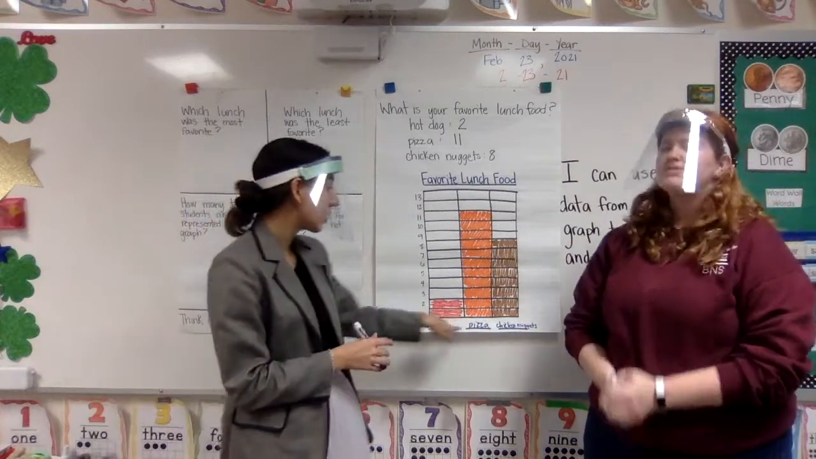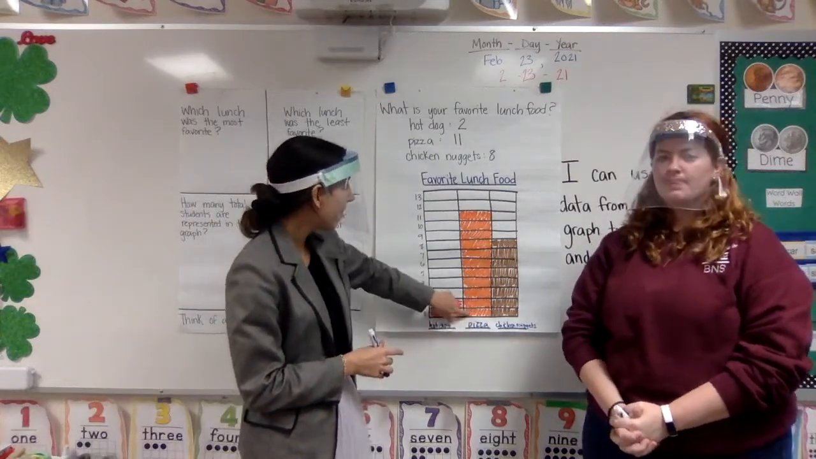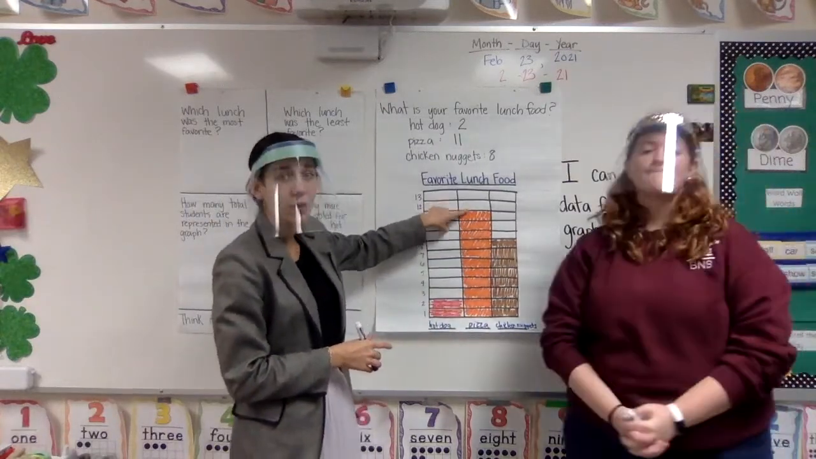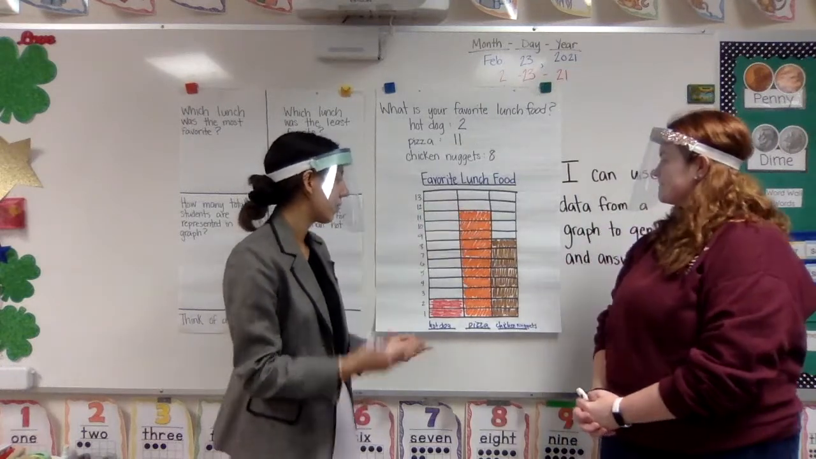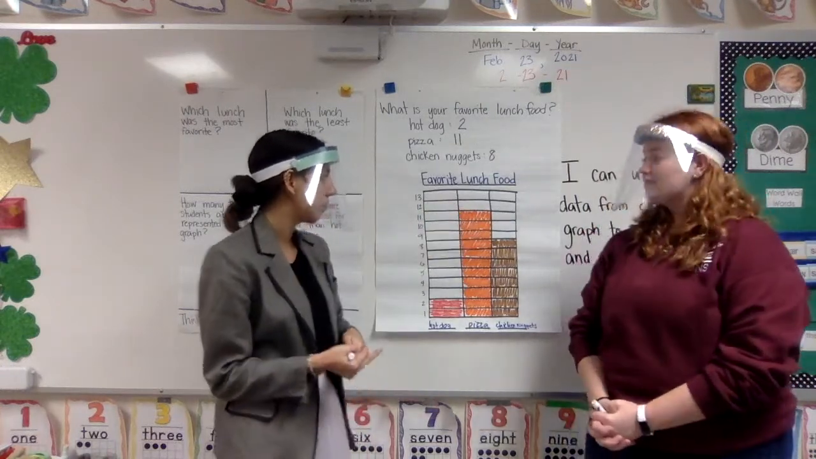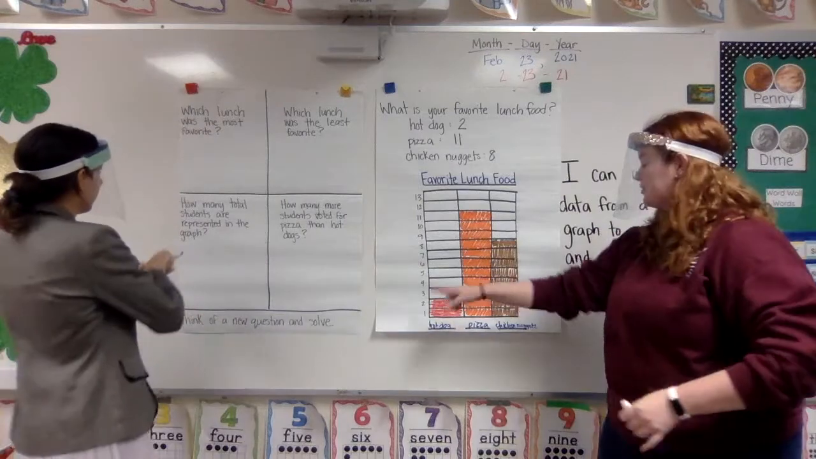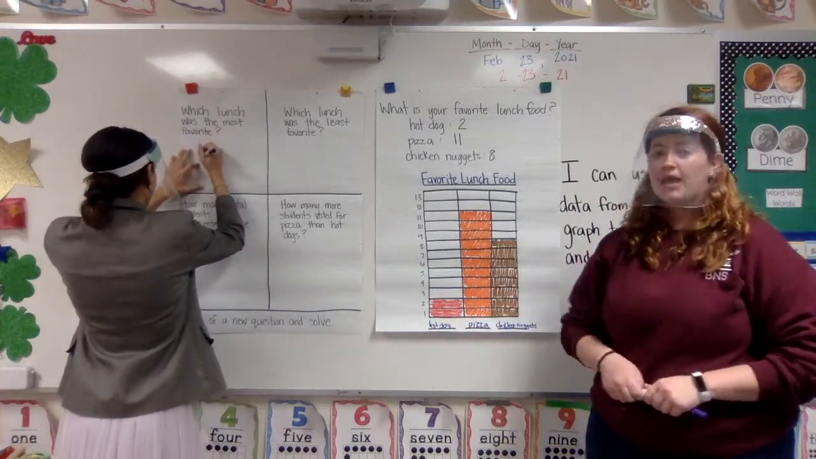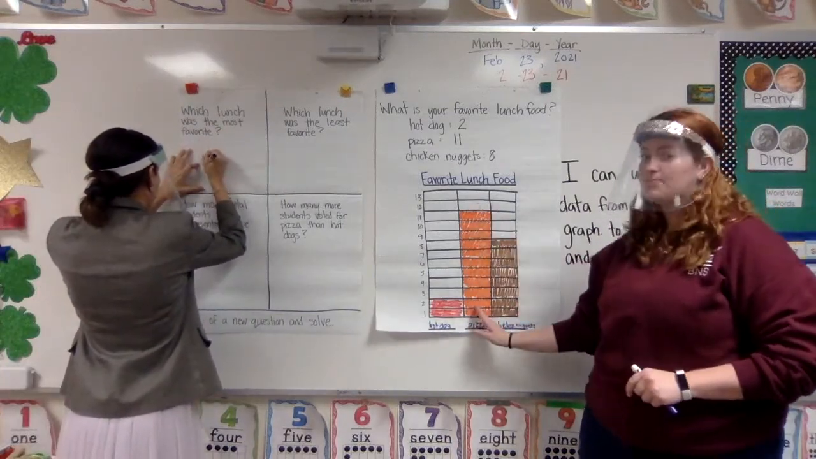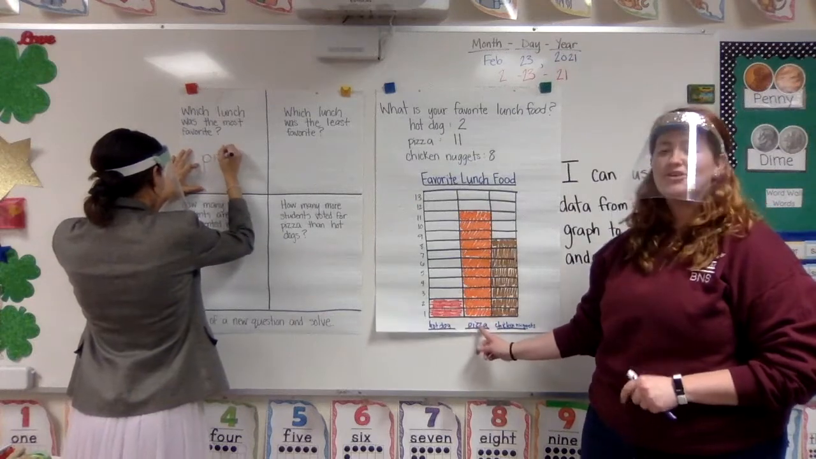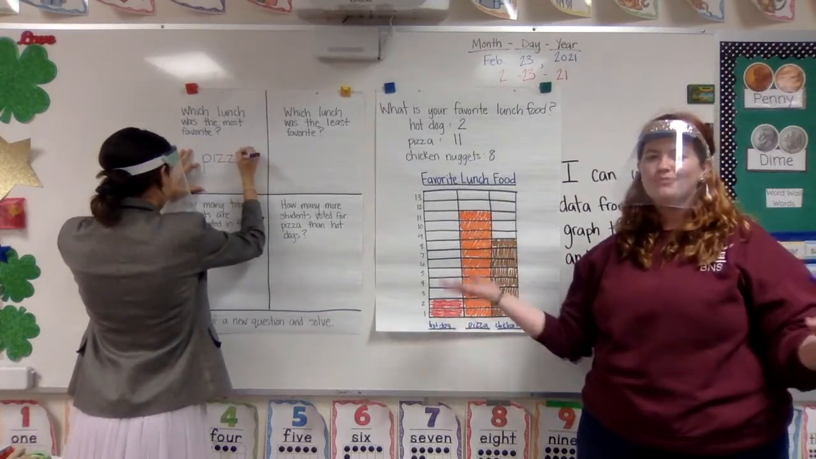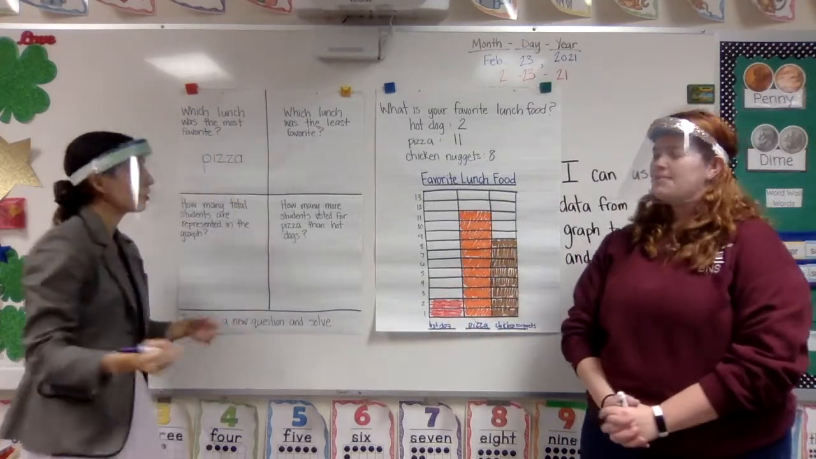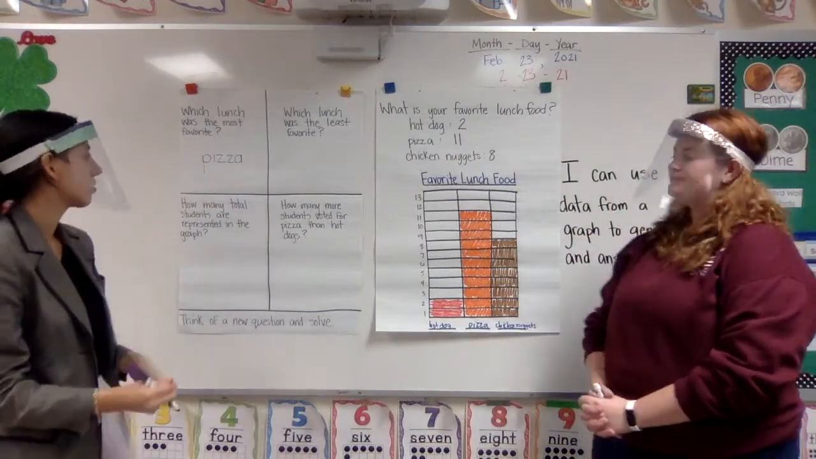I can clearly see from my bar graph that pizza goes all the way up here, and the other ones don't. So it has the most votes. And she was able to use her labels at the bottom because she could see that this orange bar is the biggest, and that label underneath helped her to know, oh, that's pizza. That's right. So pizza was the one with the most votes.